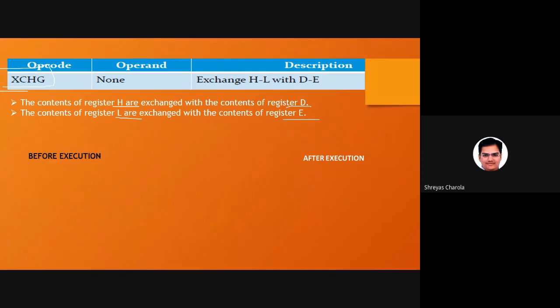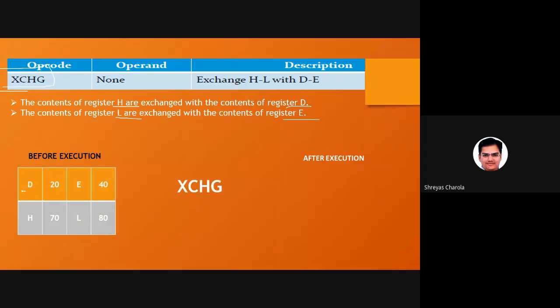But today I'm going to cover all the instructions which will be useful to complete the programs till experiment 4. Okay, fine. So look over here. Let's suppose before execution, in the D register and E register I have the data 20 and 30, and in HL I have the data 70 and 80. After writing this exchange instruction, what should be the content in DE and HL? Write down the answer in the chat box, or anyone can give the answer.